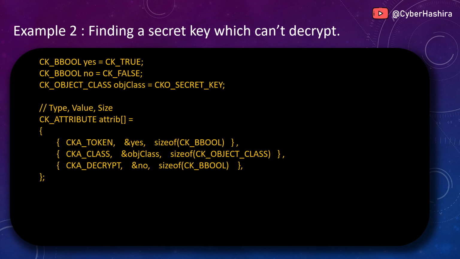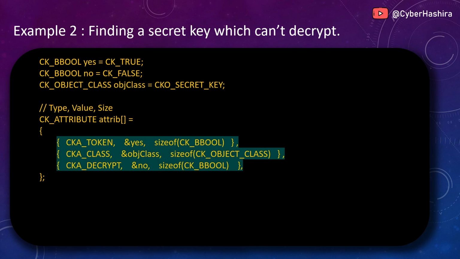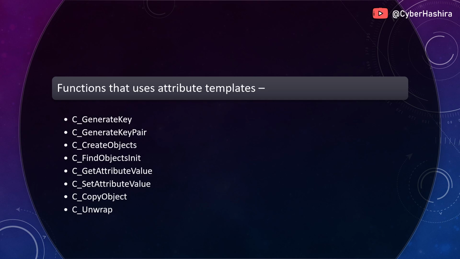And here's the second example. The purpose of this template is to find a secret key which can't decrypt. Let's look at the attributes I'm passing in this template. The purpose of this template is to find all secret keys in a token which cannot be used for decrypting. So CKA token is yes, CKA class is of type CKO secret key, and CKA decrypt is set as no. So I can pass this template into C_FindObjectsInit function and tell it to find all secret keys in a token which can't decrypt. Lastly, I want to give a quick overview about some functions which take attribute templates as an input.